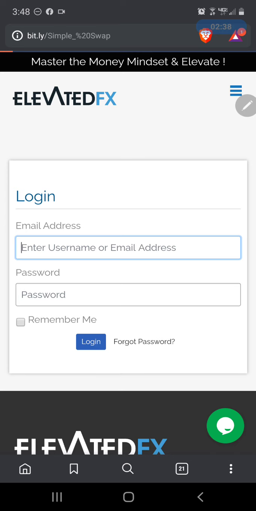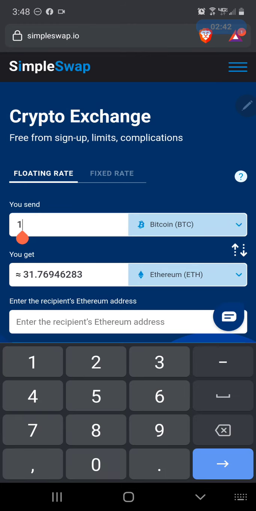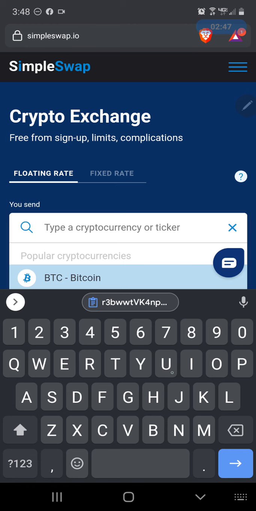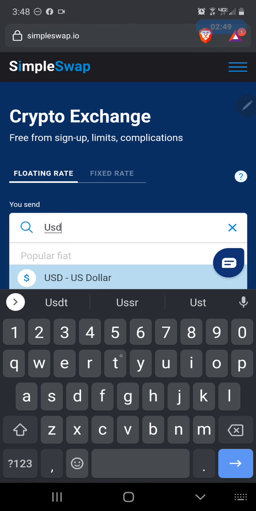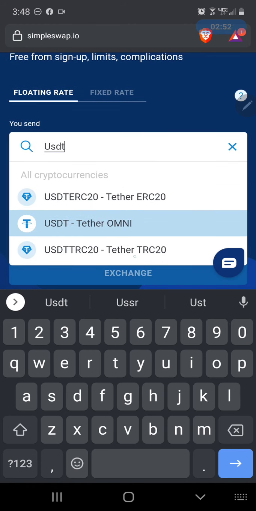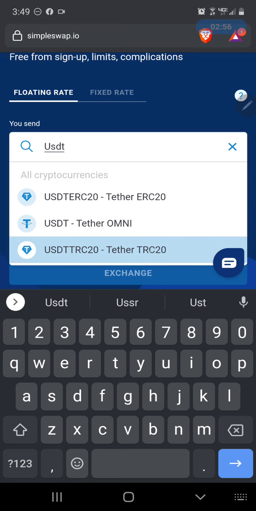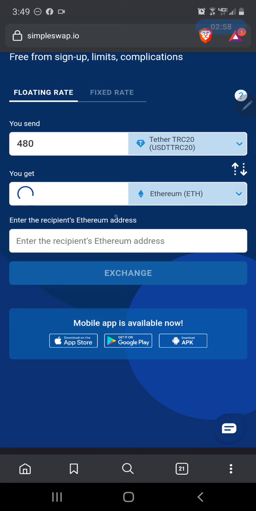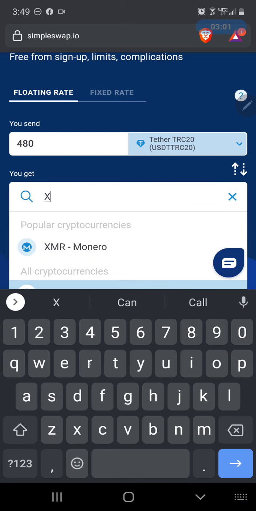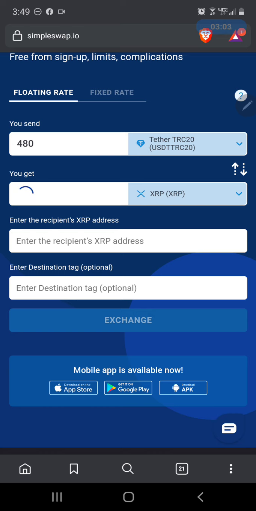So now that we're on SimpleSwap, we're actually going to tell it that we're going to send 480 USDT tokens. There it goes. And see how they have different USDT tokens. We're going to use the TRC20 because that's Tron-based. And we're going to look for XRP because we're going to transfer it into XRP. Again, lowest fees. We go for the lowest fees. So we're going to get 727 XRP.